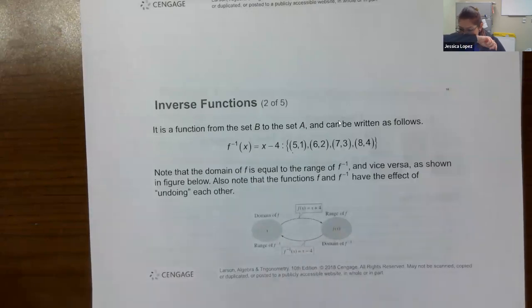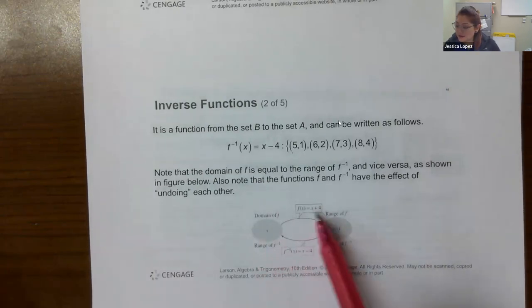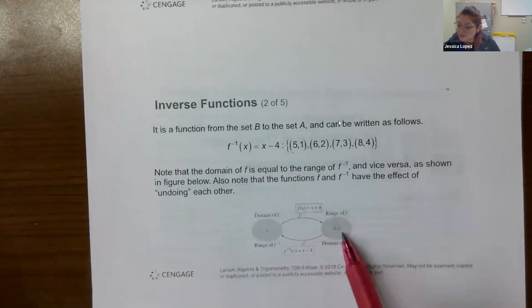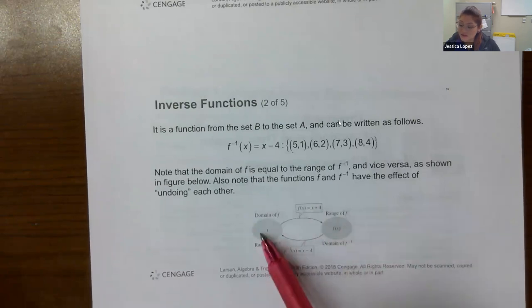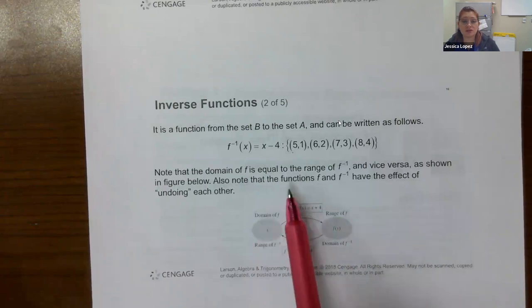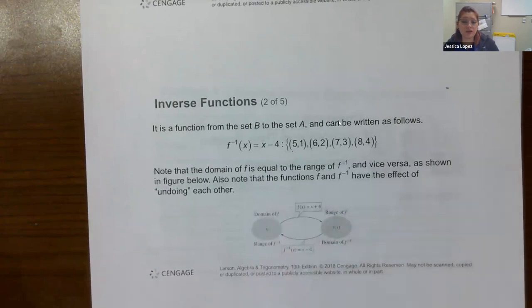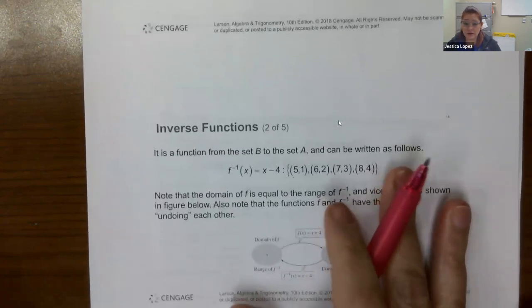So what happens if I go all the way around? What if I take a number, I plug it into f, I get an output, and then you plug that output into the inverse, and then you get the same input that you started with? So that's why it says here that f and f inverse have an undoing effect. You know some functions like that already. I know you do, you just don't think about it.